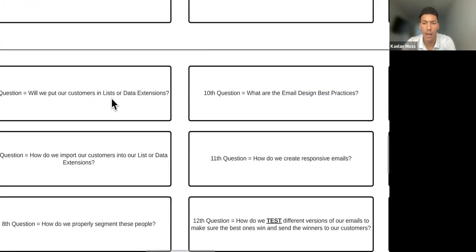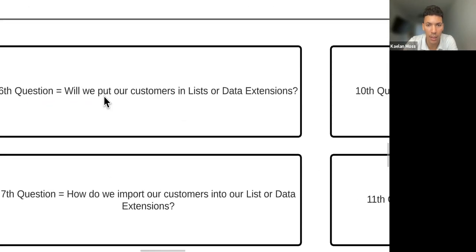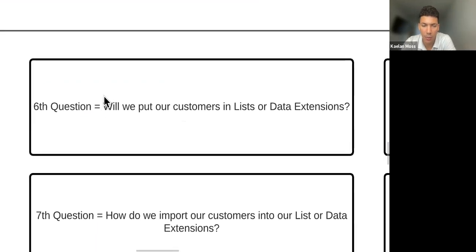So like, let's say, will we put our customers into lists or data extensions? Let's say you're researching lists versus data extensions in Marketing Cloud. You start to compile, okay, data extensions can hold this much data, lists can hold this much data, and therefore I'm going to use data extensions. Once you start understanding what data extensions are and what lists are, you're able to actually say, okay, I understand whether or not I should use data extensions versus a list in this specific scenario.